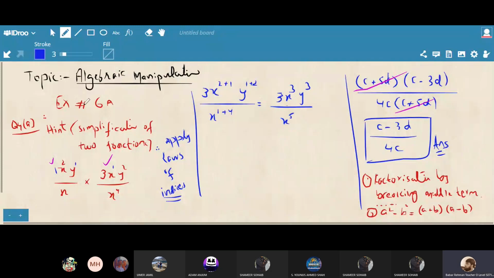Now simplify this. How many 3s are there? You have to do the cancellation right here. x power 3 cancels and then 2 will be left. There will be 2 left. Okay, what is the final answer? What is the final answer? The answer will be 3 y cubed upon x square. This is our final answer.